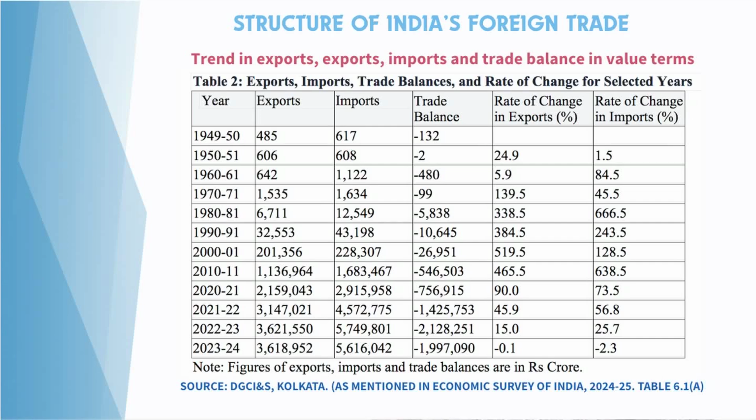In 2022-23, exports further increased to 36,21,550 crore, while imports rose to 57,49,801 crore, leading to a trade deficit of more than 21 lakh crore. So this year reflects ongoing economic recovery and increased demand for imports. So the trade dynamics suggest a continued trend of increasing imports relative to exports.